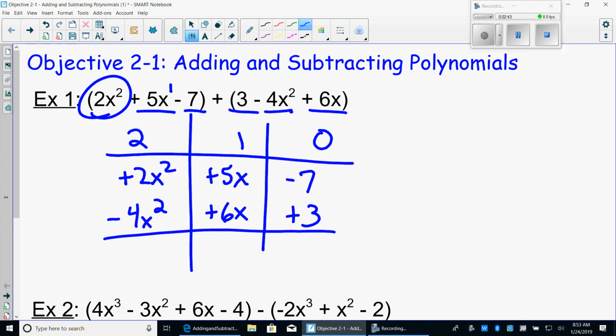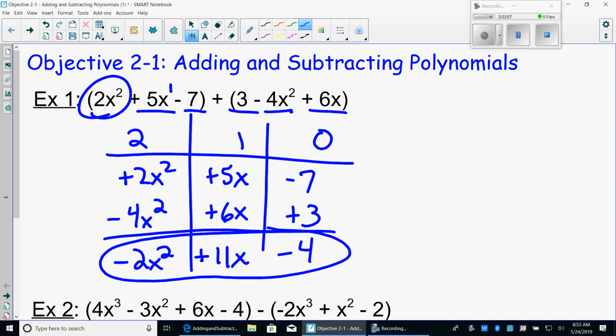Okay. So then when we add them, 2x squared and negative 4x squared is negative 2x squared, okay? 5x and 6x gives me plus 11x, and then negative 7 and 3 give me minus 4. So my final answer would be negative 2x squared plus 11x minus 4. Any questions on how I did that?